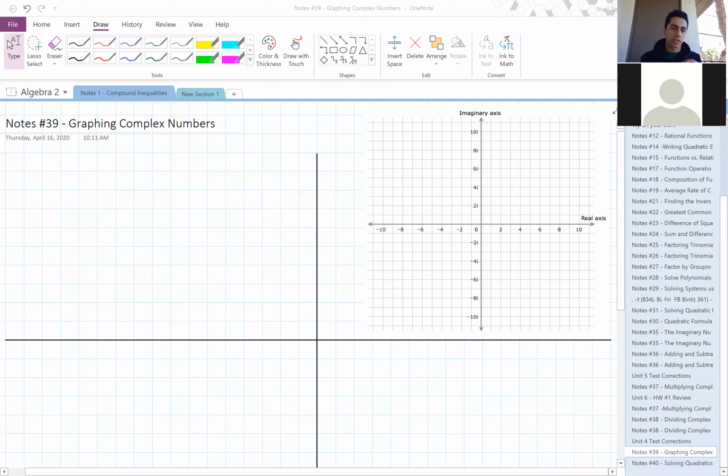All right, so we're gonna start here with notes number 39. We'll keep going from where we left off right before spring break, where we covered dividing complex numbers. So graphing complex numbers will be what we touch on first.